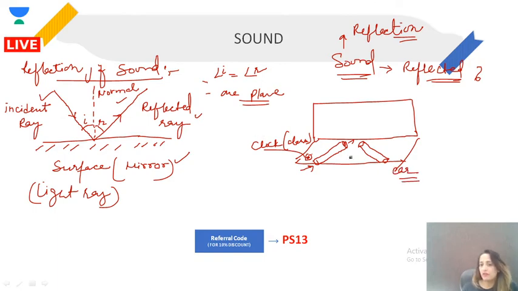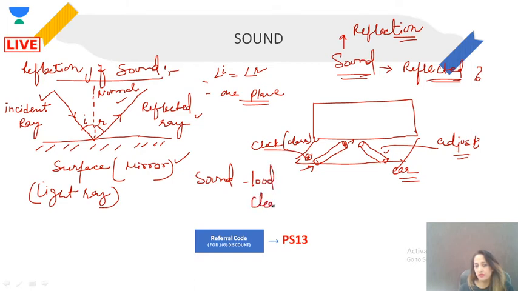So we will have to adjust this pipe over here, right? We will have to make certain adjustments to this pipe. When we are adjusting, we have to stop where we can hear the sound very loud and very clear. And when we do this, at the end, when we adjust it by moving it here and here, what do we observe?